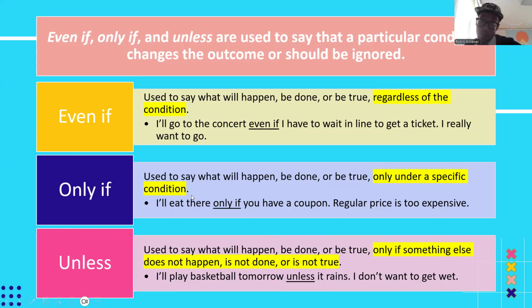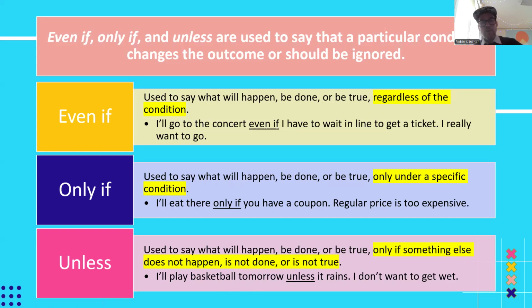So let's look at this example. I'll play basketball tomorrow unless it rains. So basically it must not rain for me to play basketball. I don't want to get wet. We are going to look at some more examples of unless to clearly understand this. In other words, this means I'll play basketball tomorrow if it doesn't rain. So only if something else does not happen. So that's what that means. Unless means if it doesn't happen.